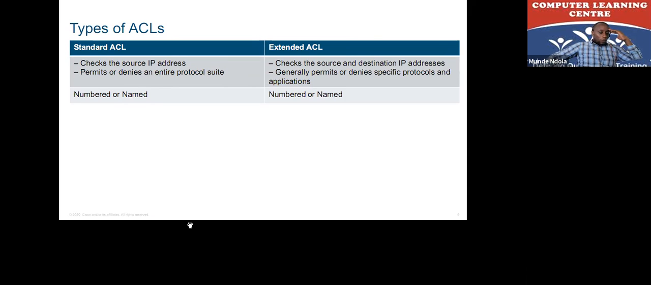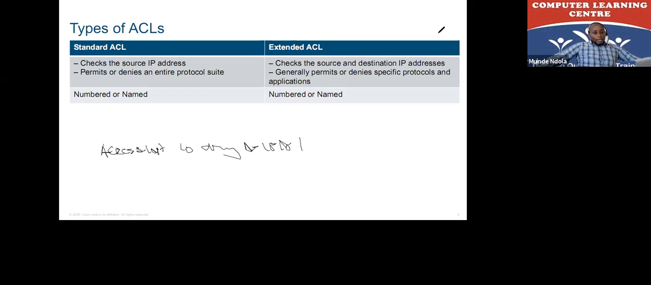Now, in this case, we use the standard access list when we want to deny everything. Like in this case, you say access-list 10 deny 10.10.10.1. When you say deny 10.10.10.1, what it means is that 10.10.10.1 will be denied access to everything, because you have only said that you want to match the source.